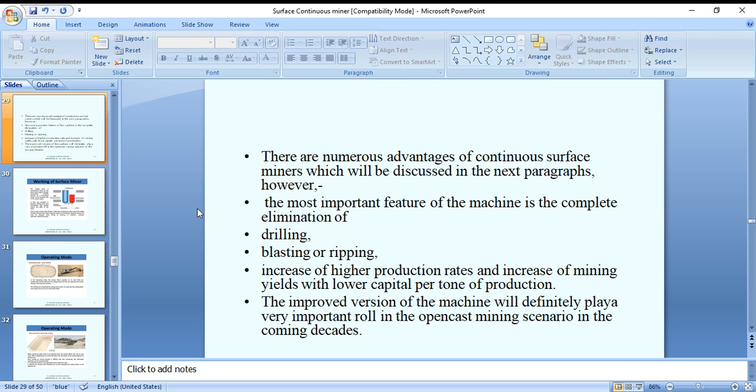There are numerous advantages of the continuous surface miner, which will be discussed in the next program. However, the most important feature of the machine is the complete elimination of drilling, blasting or ripping, giving higher production rates and increased mining yields with lower capital per ton of production. The improved version of the machine will definitely play a very important role in the open cast mine scenario in the coming decades.